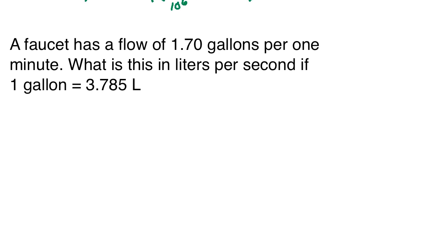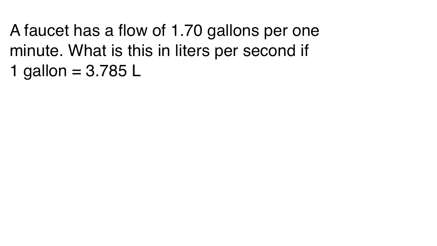Now let's take a look at this next one. A faucet has a flow of 1.70 gallons per 1 minute. So it's gallons per minute is the ranking on this. What is this in liters per second if 1 gallon is equal to 3.785 liters? So that's the conversion or the equality that we have. And we do have a starting point, and that starting point is the 1.70 gallons per 1 minute.